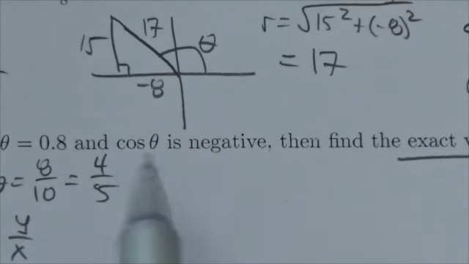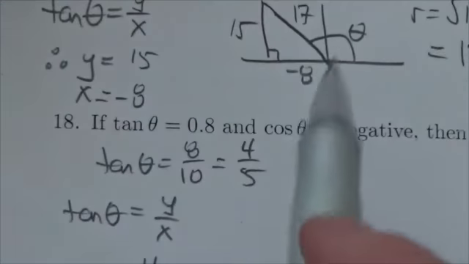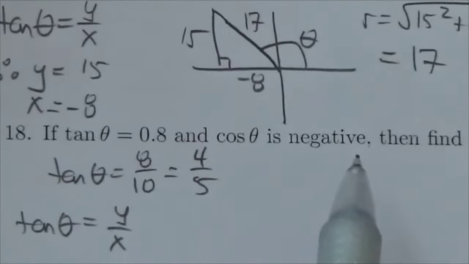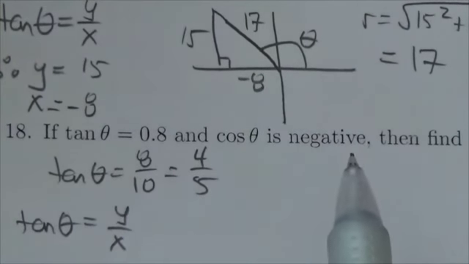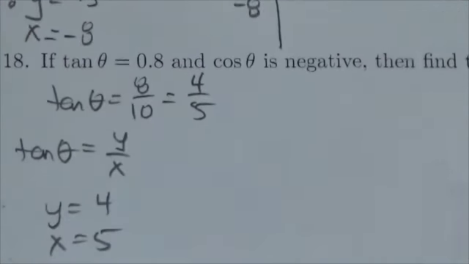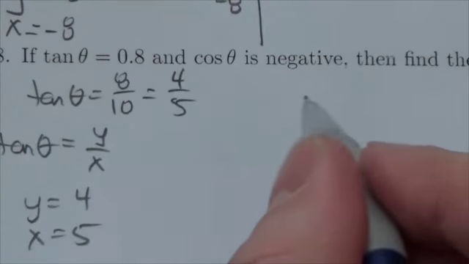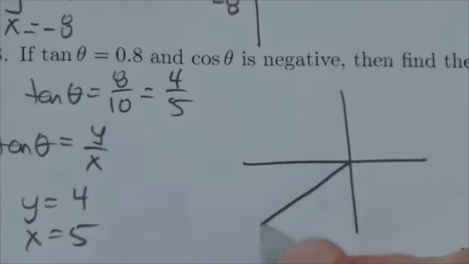The next thing I'm told is cosine is negative. Now let's just take a quick look back at this. The tangent ratio is positive. The cosine ratio is negative. Well, because something is negative here, this can't be in quadrant 1. And tangent is also positive in quadrant 3. So this has to be a quadrant 3 angle. Okay, this has to be down here.